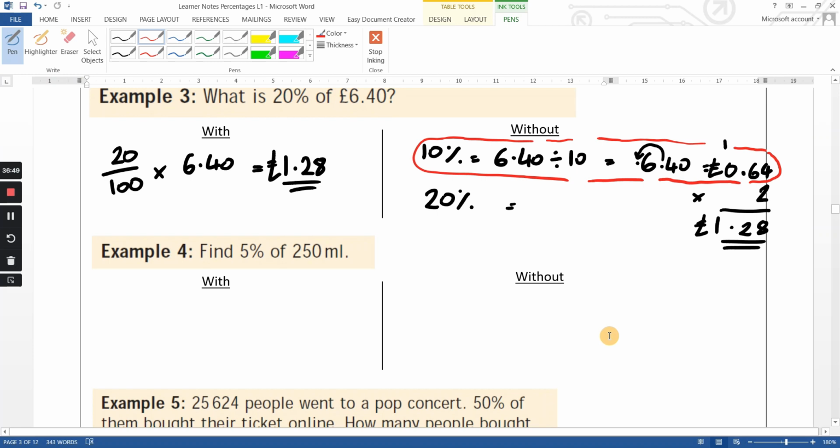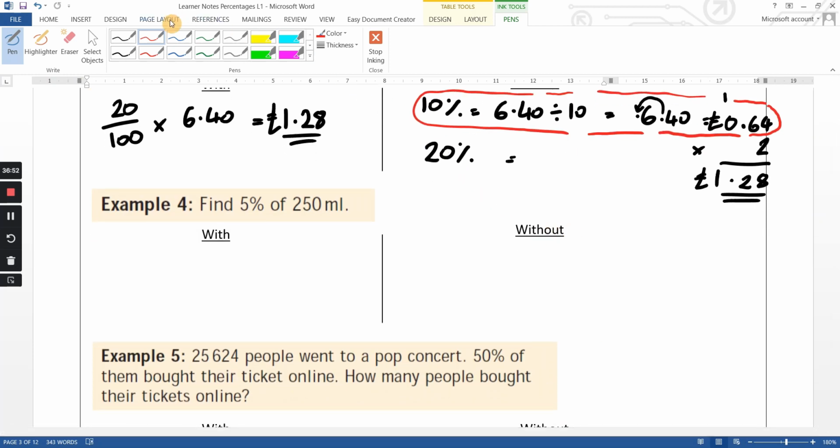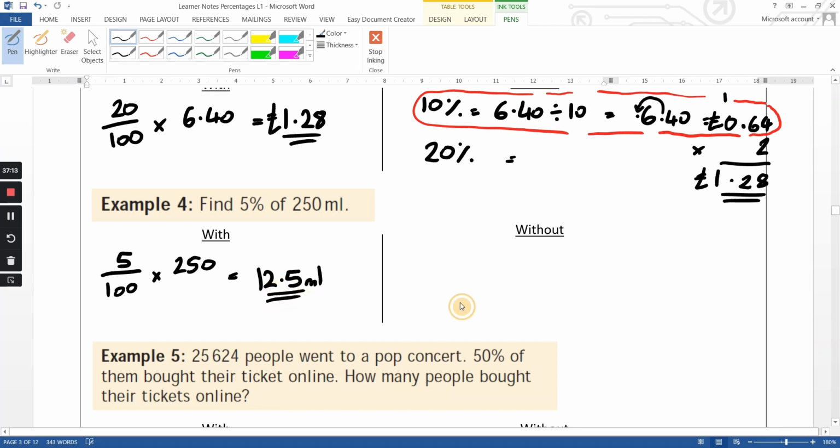Let's move on. Example 4, find 5% of 250 mils. Let's do it with the calculator. Let's type that in the calculator. And you should get, let's press S to D, 12.5, and that's going to be in milliliters.